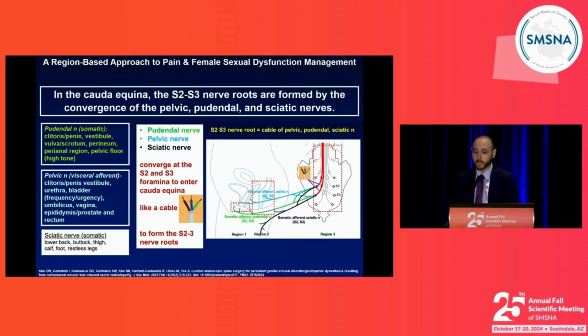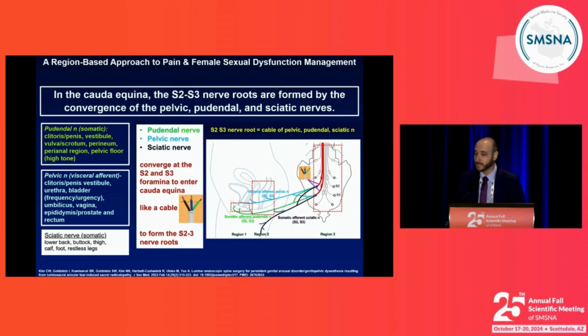We see in green here the pudendal nerve conveys somatic sensory information from the clitoris, the vestibule, the vulva, the perineum, and the perianal region up to the brain. The pelvic nerve conveys visceral afferent information from the clitoris, the vestibule, the urethra, the bladder, the umbilicus, the vagina, and the rectum. And many of us are familiar with the sciatic nerve that conveys somatic information from the lower back, the buttocks, the thigh, the calf, and the foot.